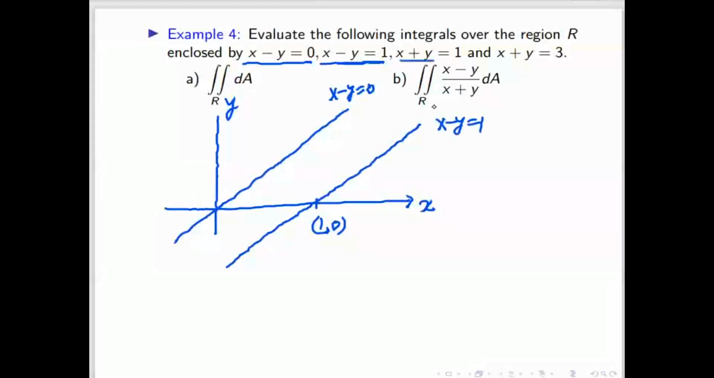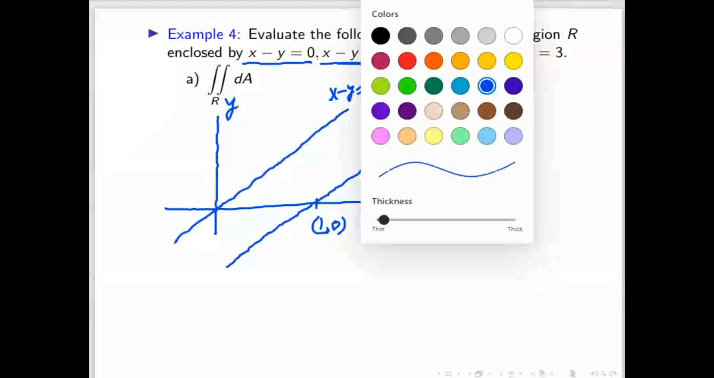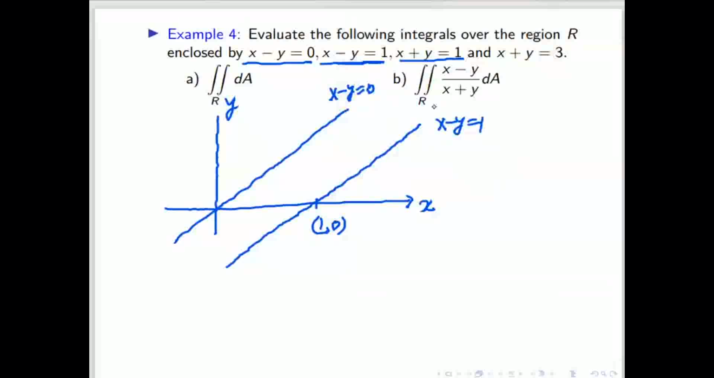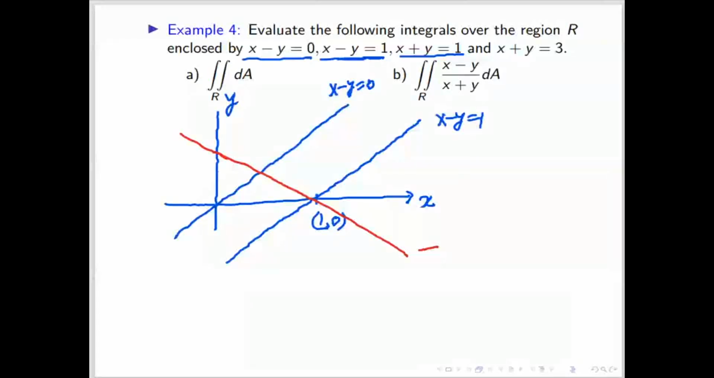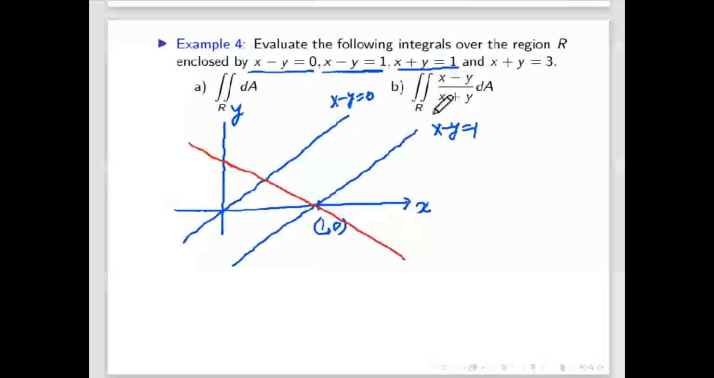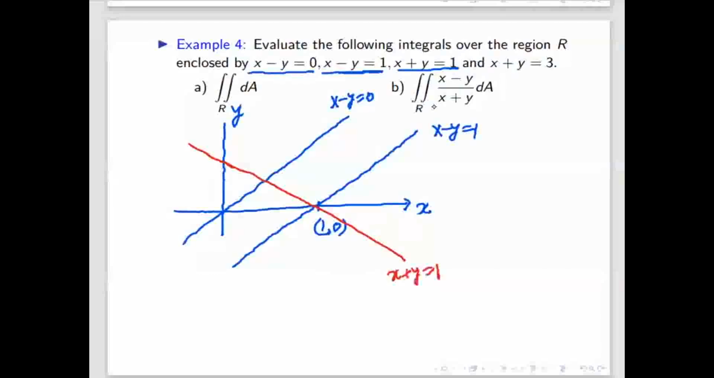Now we'll draw x plus y equal to 1. If this is 0, 1, then this is the line x plus y equal to 1. And then we have to draw x plus y equal to 3 also. It is not a proper picture, but I am just trying. Some height will be more.